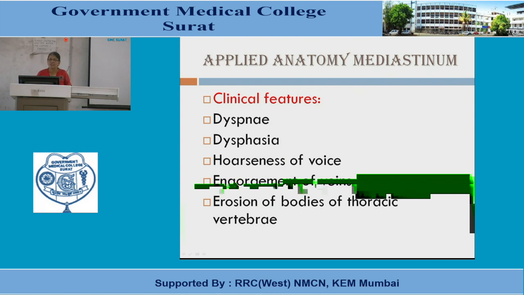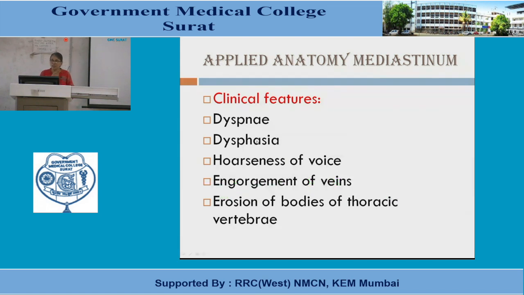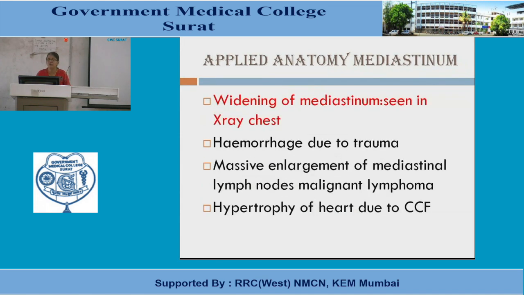Engorgement of the veins, superior vena cava compression हो जाएगा. Other large veins in the head and neck will be engorged, they will be full because of compression of them in the mediastinum. And even this growth, carcinomatous growth in the mediastinum, can erode the bodies of the thoracic vertebra. Thoracic vertebra की body को भी erosion कर देंगे. So these are the signs and symptoms of mediastinal syndrome.